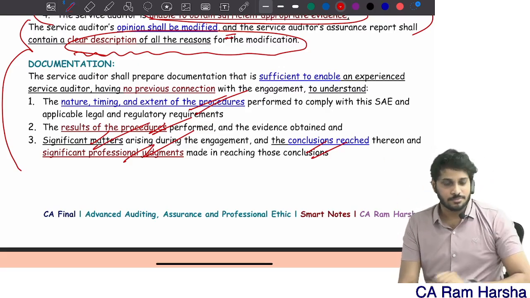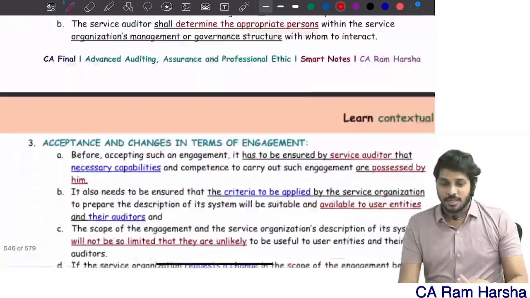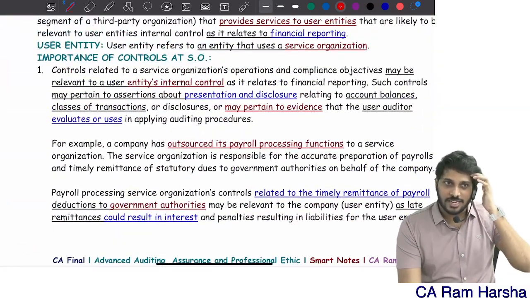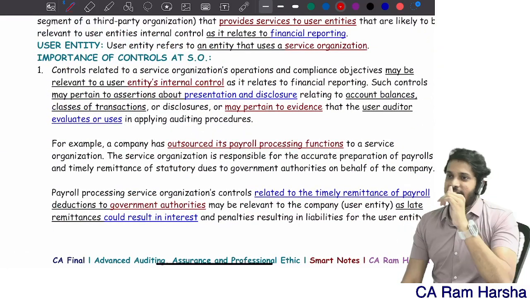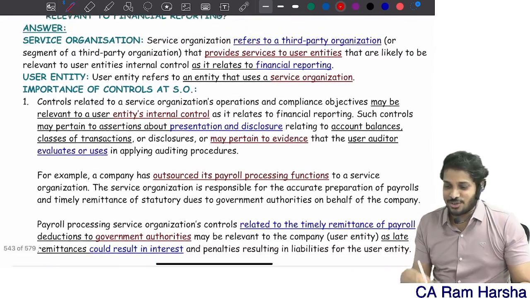Clear? Listening alone is not sufficient. After this, you have to read. 340T is over. Confident? Confident on this? 340T is not over yet. 540T is there.